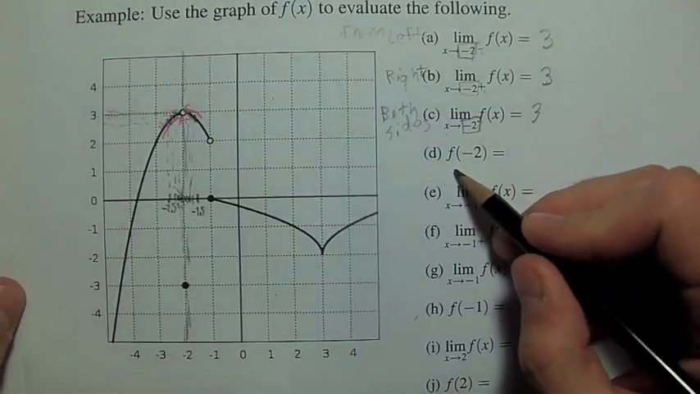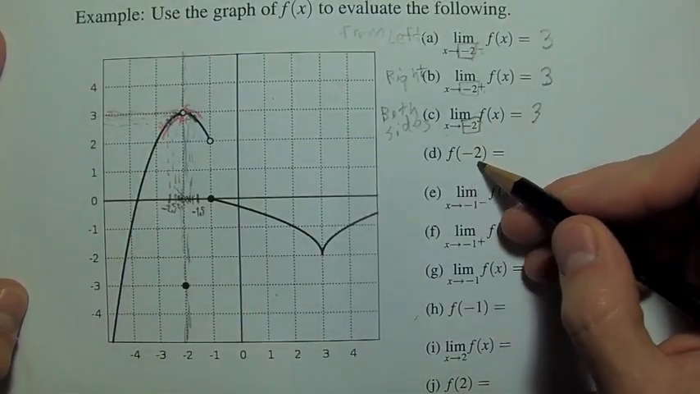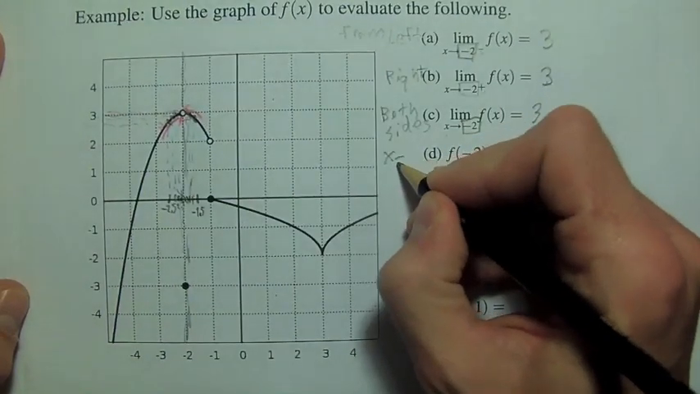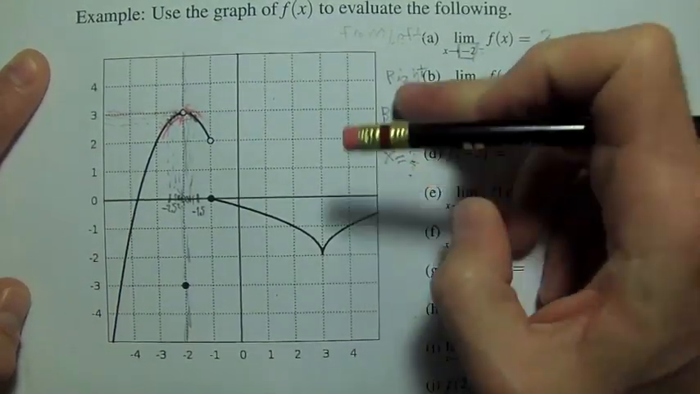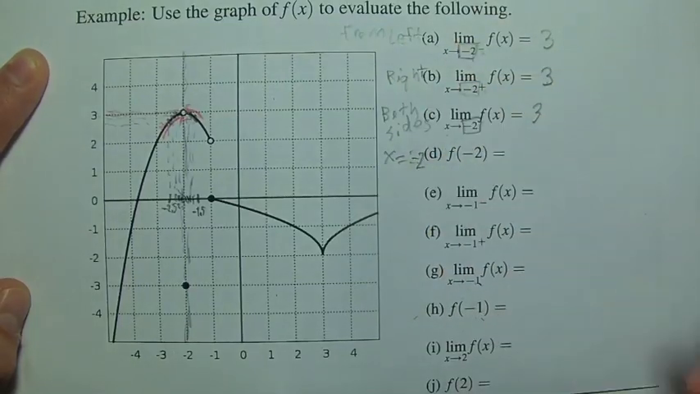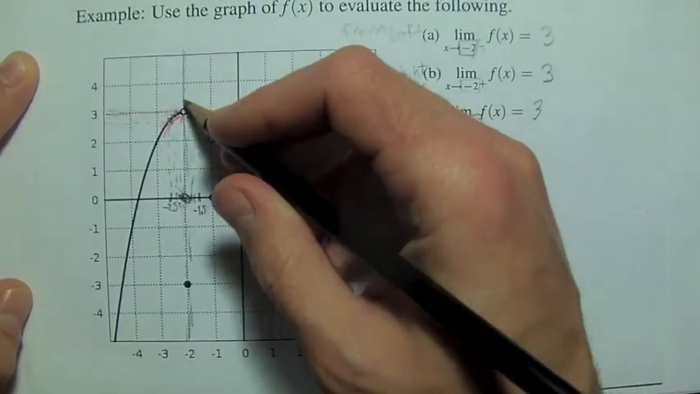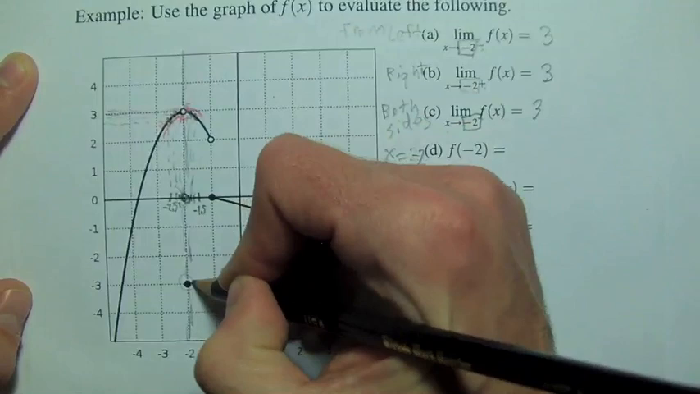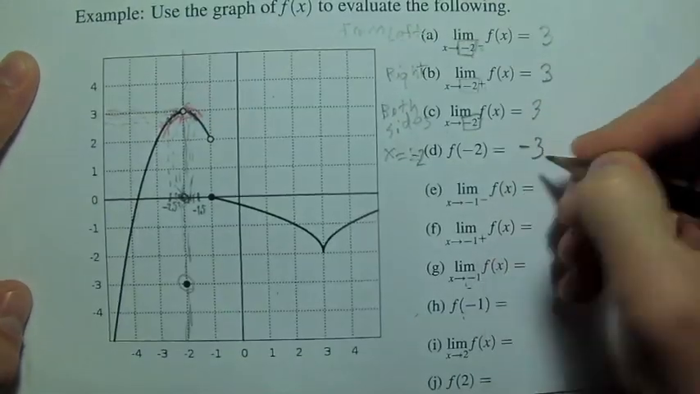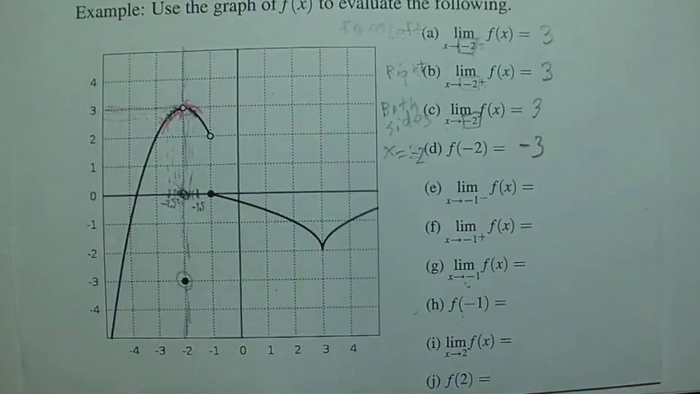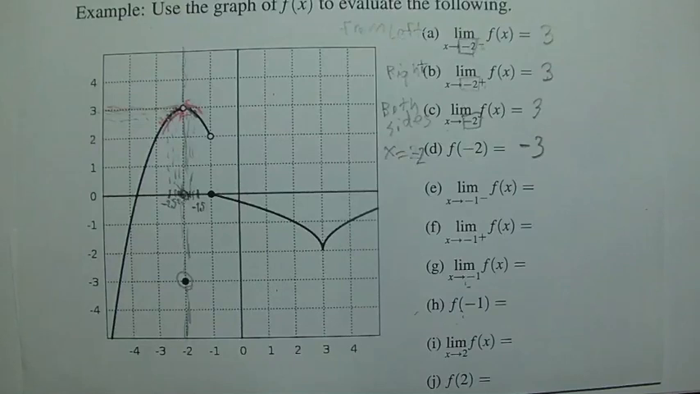All right. How about f of -2? So this is when x actually equals -2. And when x actually equals -2, we go to wherever we see the closed dot, which is right here, which ends up being -3. Okay? So we don't actually have to have the function value and the limit match, right? It just helps. Okay.